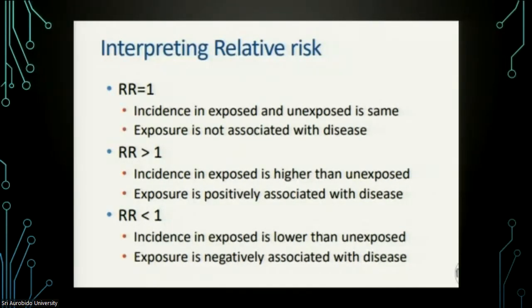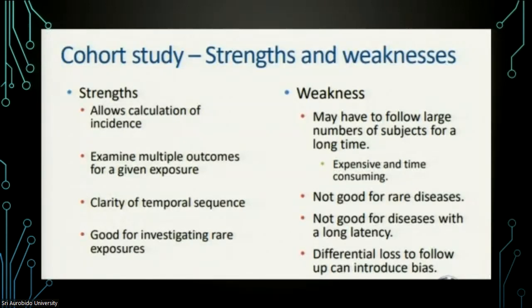Interpreting relative risk, we all know if the relative risk is more than 1, the incidence in the exposed is higher than in the unexposed. If it is equal to 1, it is the same, and if it is less than 1, probably it is negatively associated. What are the strengths and weaknesses?